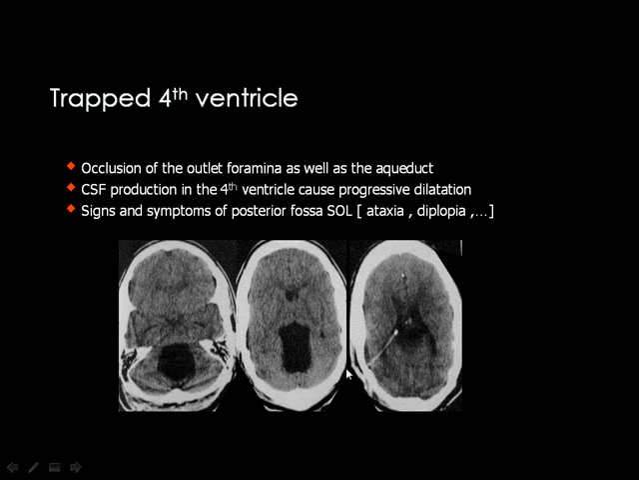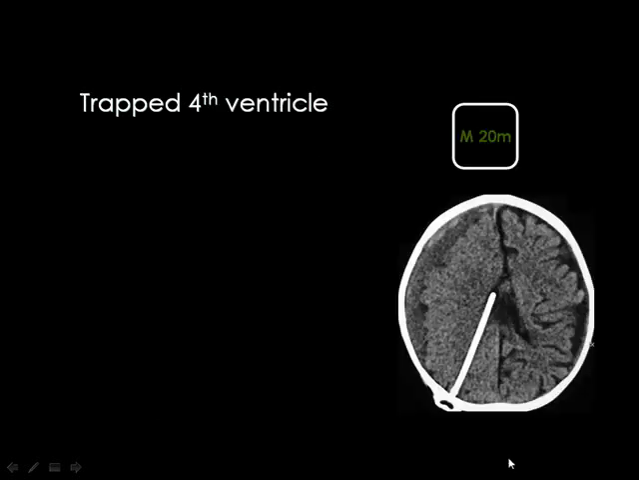Then the CSF cannot go up because of the aqueductal stenosis, and cannot go down because of the atresia of the outlet foramen. Then the fourth ventricle is trapped in the posterior fossa. And this can be clinically presented as a posterior fossa tumor, and it is nothing but marked dilatation of the fourth ventricle because of the trapping. And here is my case.